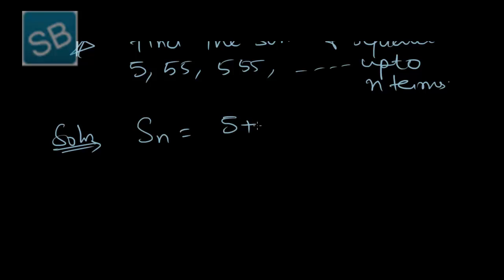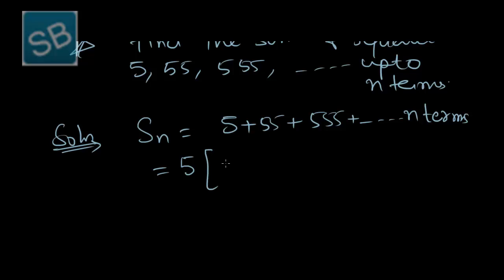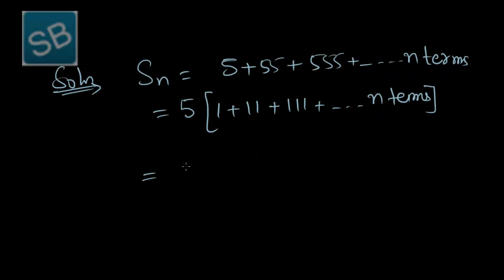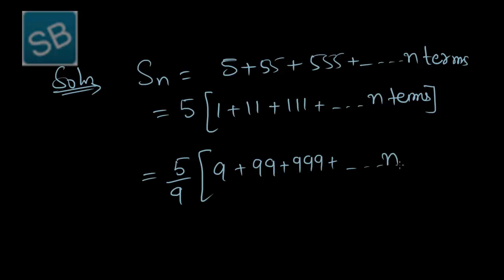Sn is equal to the sum of n terms. So we write here 5 + 55 + 555 up to n terms. Now take 5 common. We get 5(1 + 11 + 111 up to n terms). Now multiply and divide by 9. So we get 5/9 (9 + 99 + 999 up to n terms).